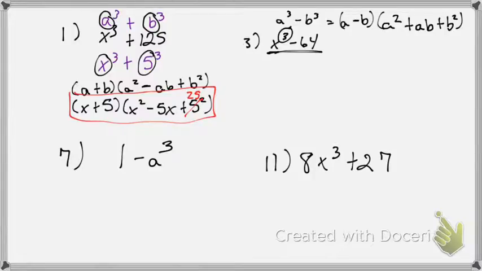So we look at the cube chart at the front of the room. We can see a is going to be x, and we can see b lines up with 4 cubed. So that's going to tell us b is 4. All we have left to do is fill in the formula.